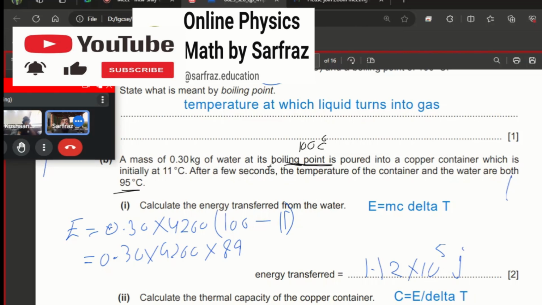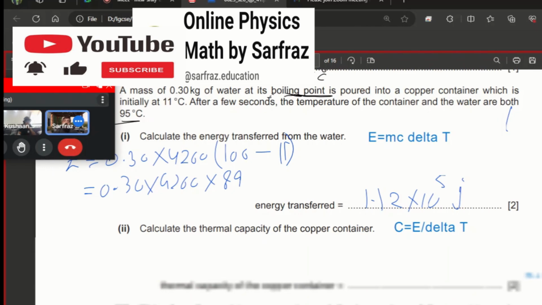Next question says that calculate the thermal capacity of copper container. So we have to calculate thermal capacity. How you will calculate thermal capacity? C equals E over M delta T. You forgot the mass. Let me first write. E is equal to m c delta t. Okay, and by the way, this thing is known as C. Is it okay?